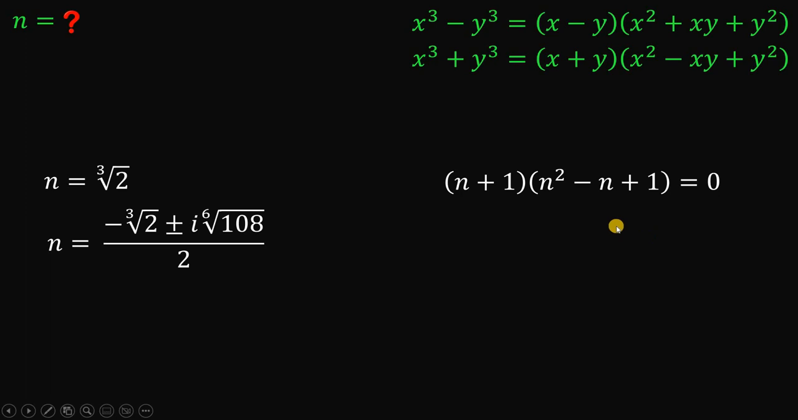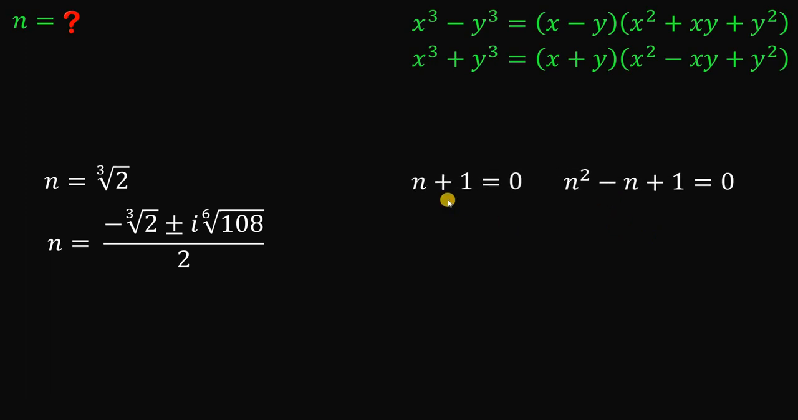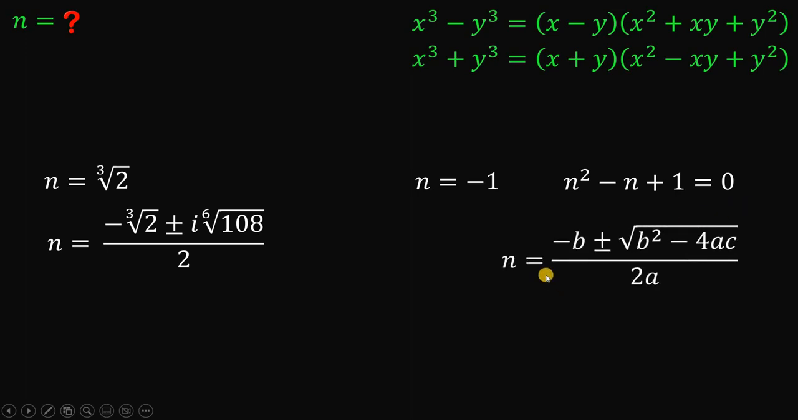Now, since it is equal to 0, we can say that at least one of them must be equal to 0. On the first equation, n plus 1 equals 0, we can easily get the value of n as negative 1. So we found another value for n, and this one is a real number. Now, we have n squared minus n plus 1 equals 0. Again, we will use the quadratic formula to solve for the value of n.